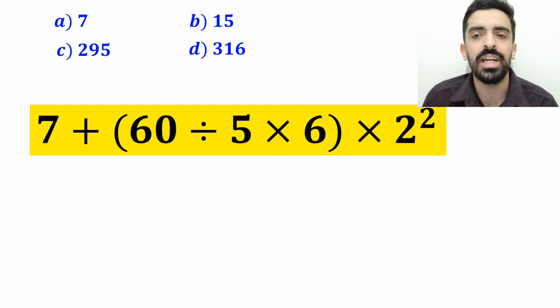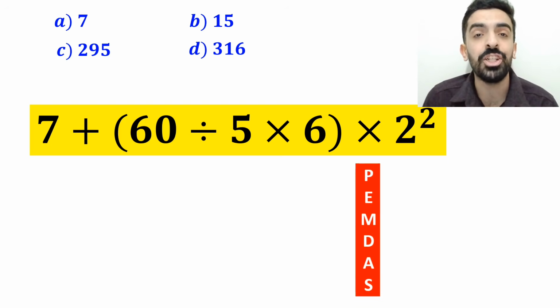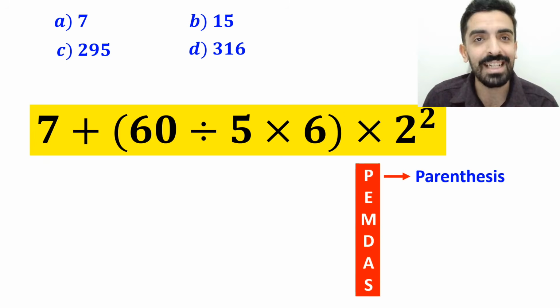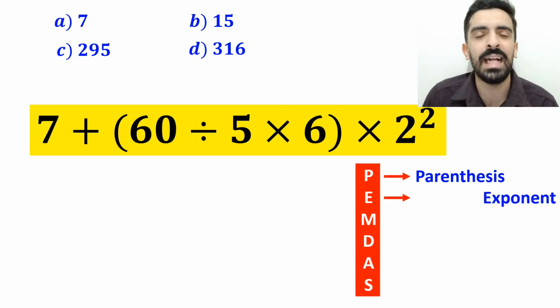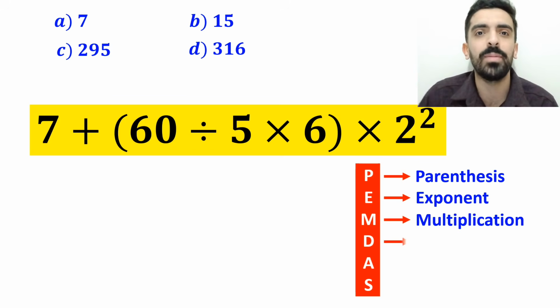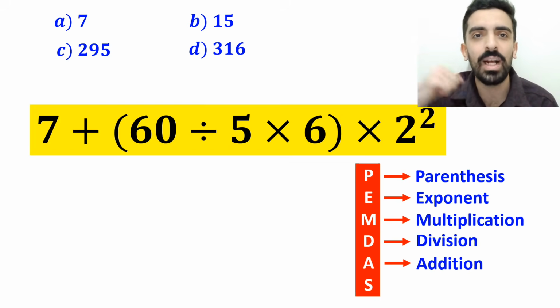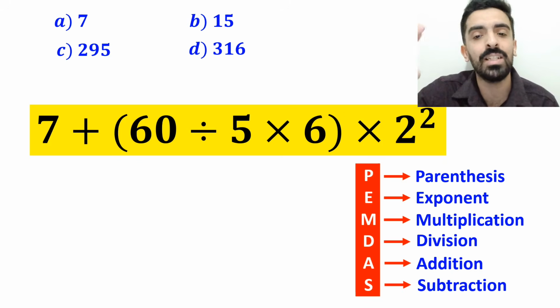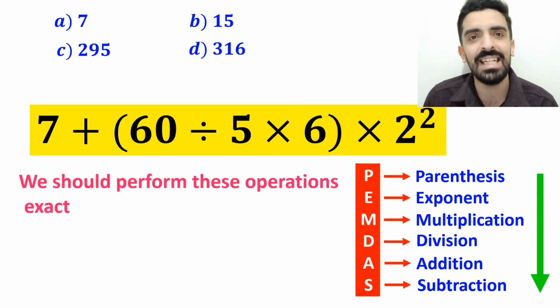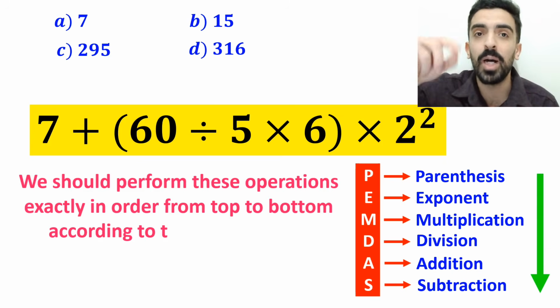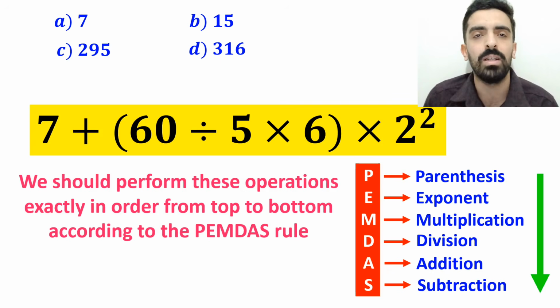To solve this question, we need to follow the order of operations, which is PEMDAS. In this rule, P stands for parentheses, E stands for exponent, M stands for multiplication, D stands for division, A stands for addition, and S stands for subtraction. We should perform these operations exactly in order from top to bottom according to the PEMDAS rule.